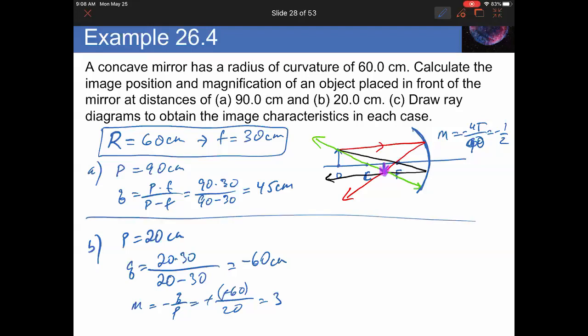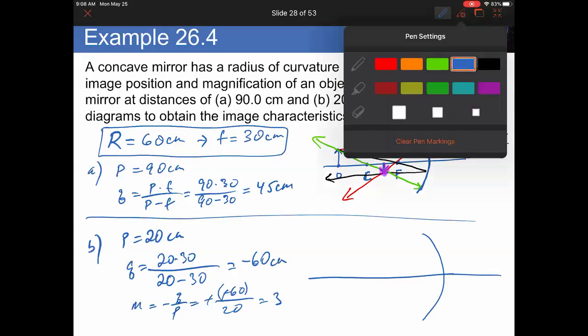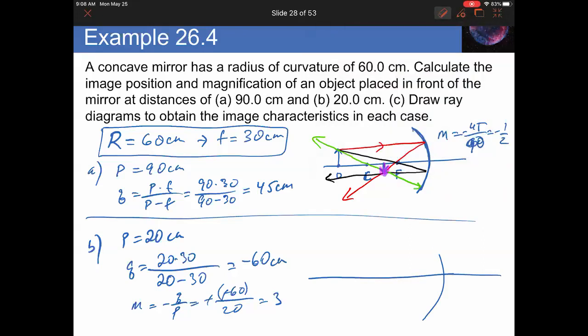Okay. And for that, again, what we do here is I should probably do this, because the image is going to be in the back. So something like that.